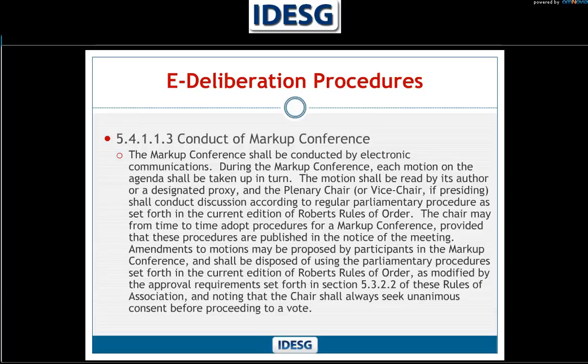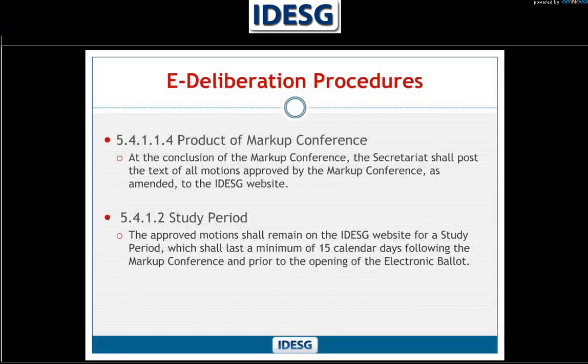Next slide, please. Okay. So at the end of the markup conference, the Secretariat posts all of the motions that are approved by the markup conference as amended to the IDESG website. And by the way, note that the text here says approved, not adopted. These are just approved by the markup conference, and they are then sent to the electronic ballot for adoption. So what goes into the markup conference is motions, what comes out is approved amended motions.